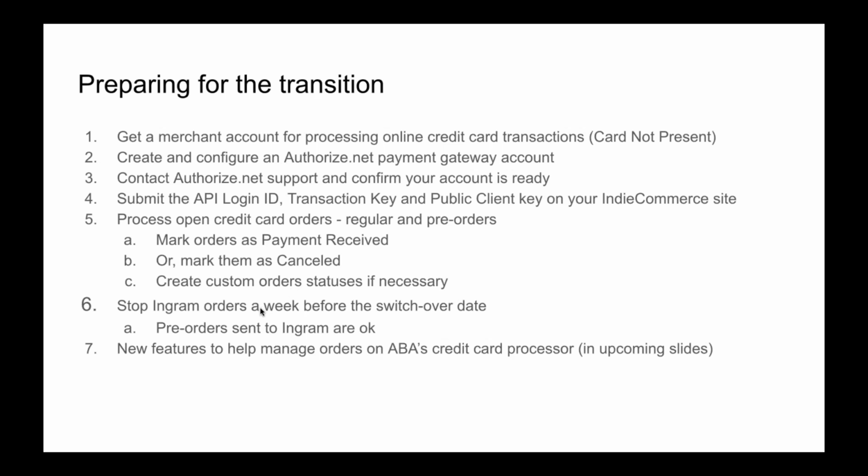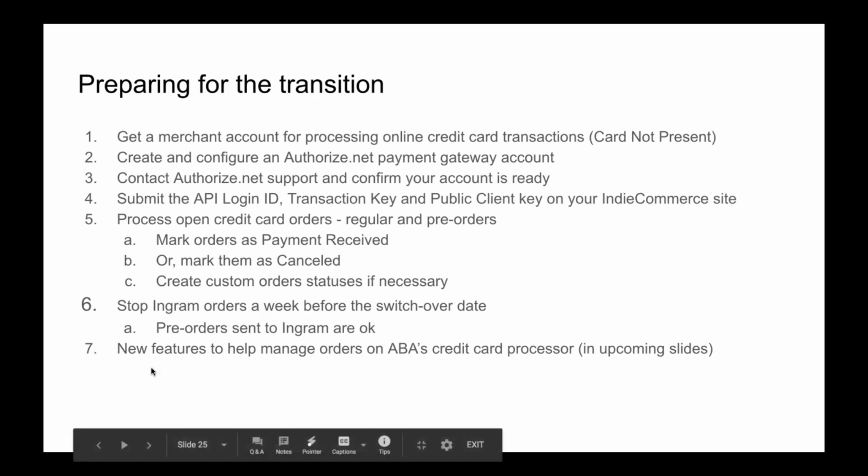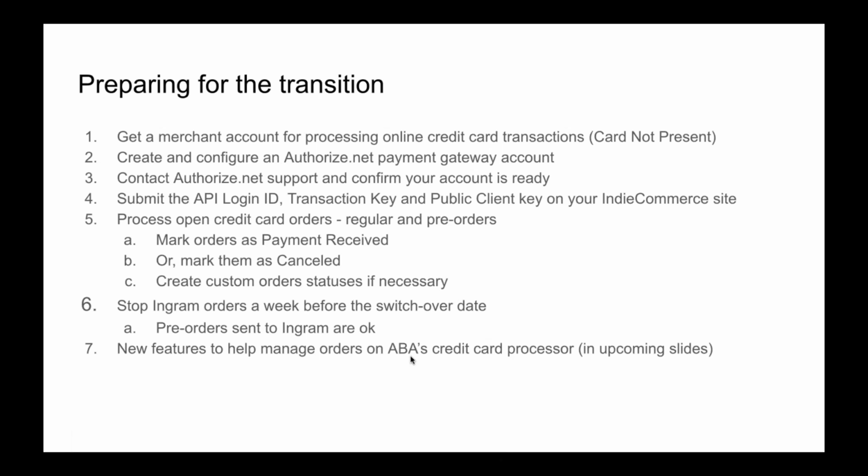A week before we schedule the transition, it's better to stop Ingram orders, because Ingram orders usually take about 3 to 5 days for the entire cycle to finish, from when we send the order to Ingram to when we receive the invoice. In normal times it takes about 3 to 5 days, but if it's a back-ordered book, it can take longer. So our recommendation is to stop sending orders to Ingram at least a week before you're planning to transition. And we will talk about some of the new features that are available. The whole purpose of these new features is to make it easy for stores to manage this transition.